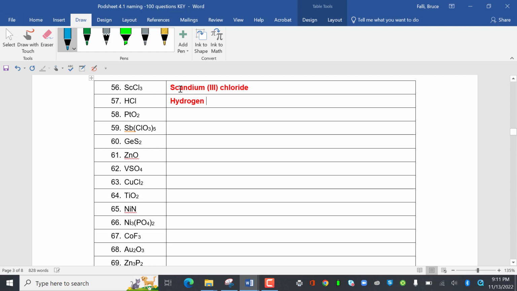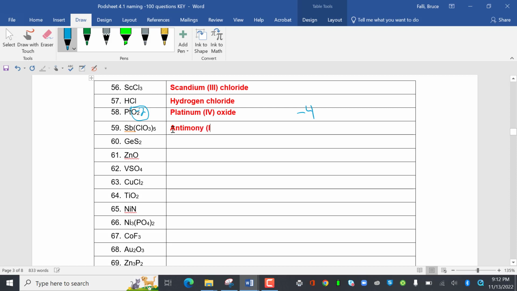Hydrogen chloride. Platinum 4 oxide. So that one I'm talking about just a second. We know that each oxygen is -2. So I have 2 -2s. So that means combined that's -4. That's why platinum has to be +4. You cancel it. Oh, good old stibium, but here in America we call it antimony.